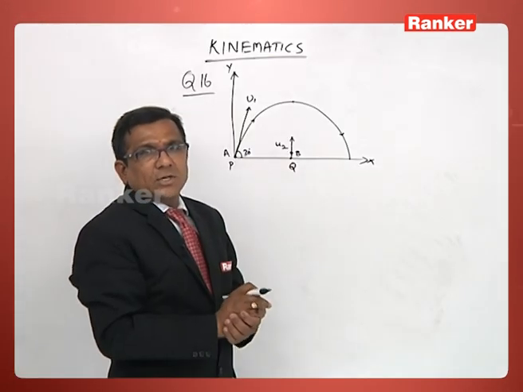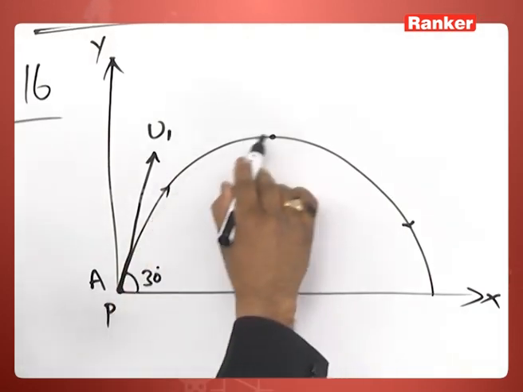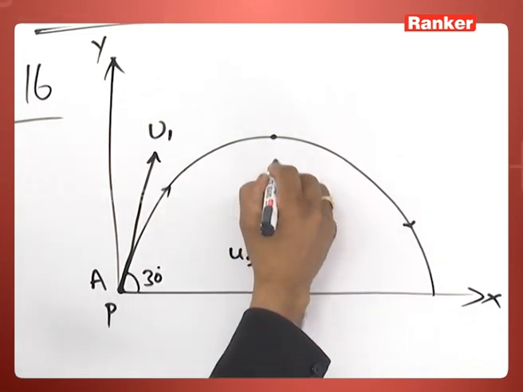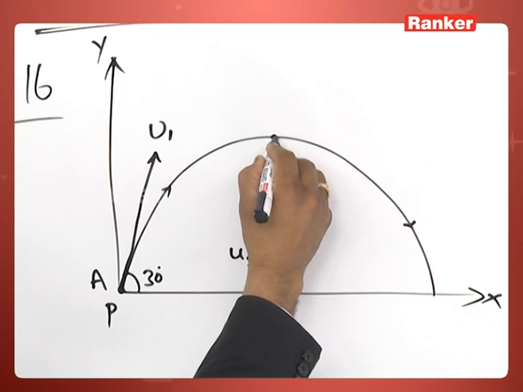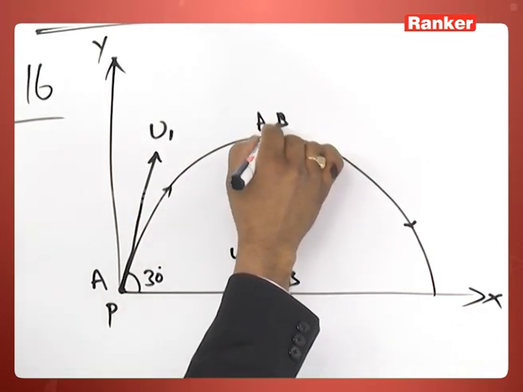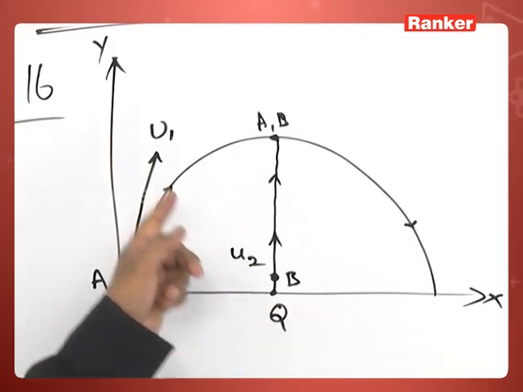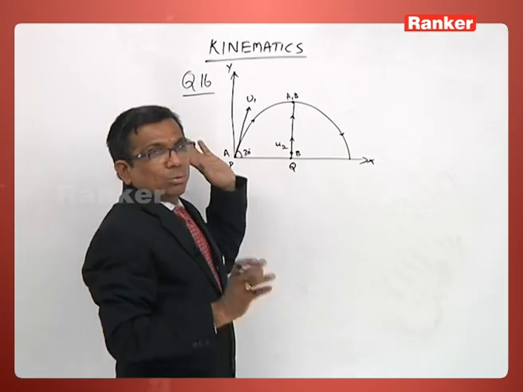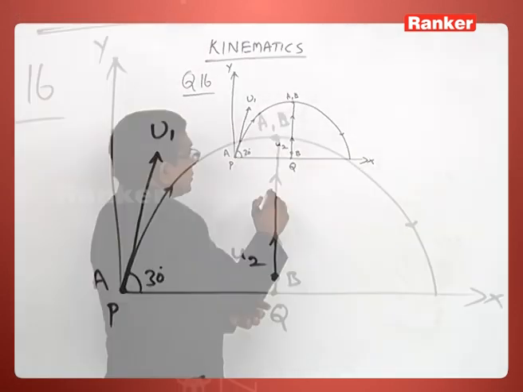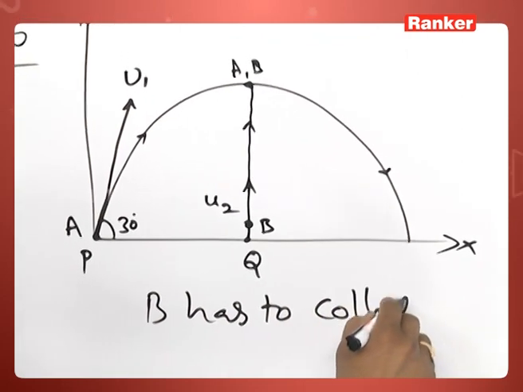Then what is the condition that you want? B to collide with A. A is moving like this, B is moving like this. Now A and B have to collide. As it is moving upwards, B reaches here. As it is moving in a parabolic path, A reaches. So A and B have to collide. If A and B have to collide, what should be the value of u1 and u2 ratio you want to calculate? So here B has to collide with A.